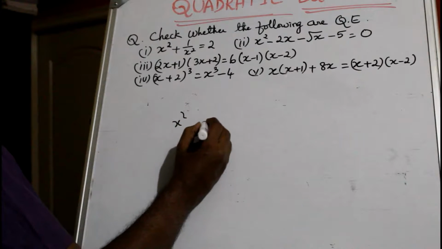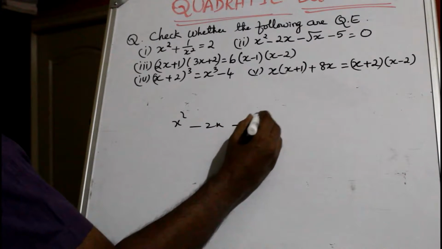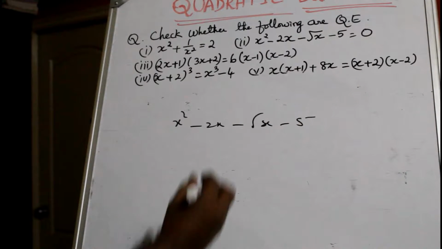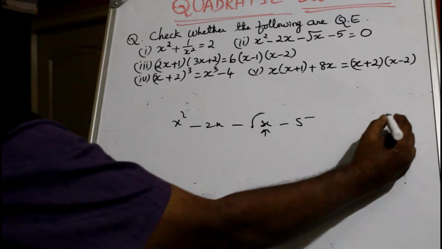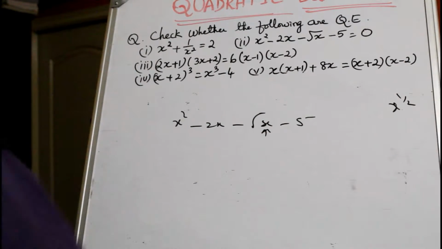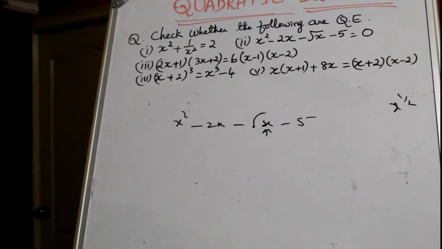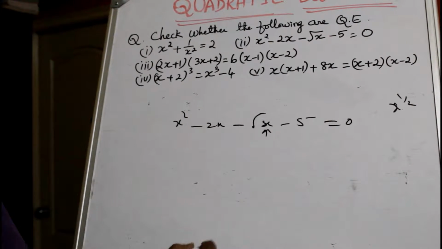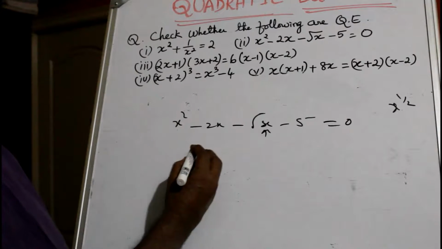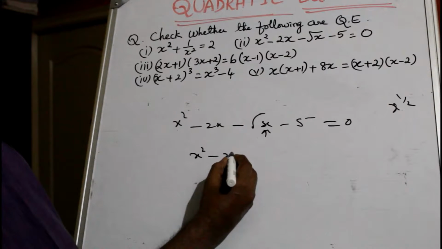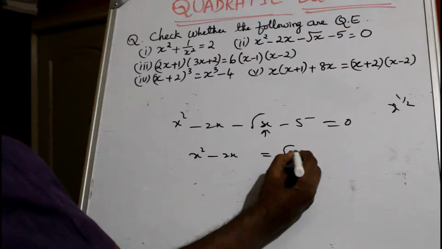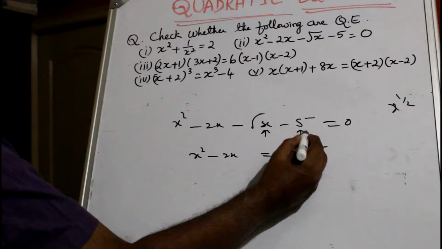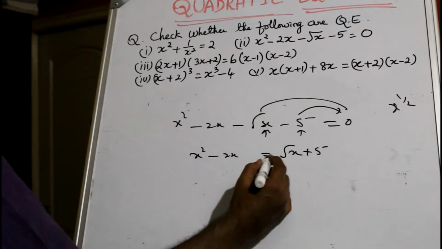x square minus 2x minus root x minus 5. So the problem arises with root x. Root x, I told you, is x power half. So keeping x power half, you can't find it; you have to square. But you can't square the whole thing. So what you do is, you keep these two terms here, and take the other two to that side. So both will go that side, and it will become plus root x.